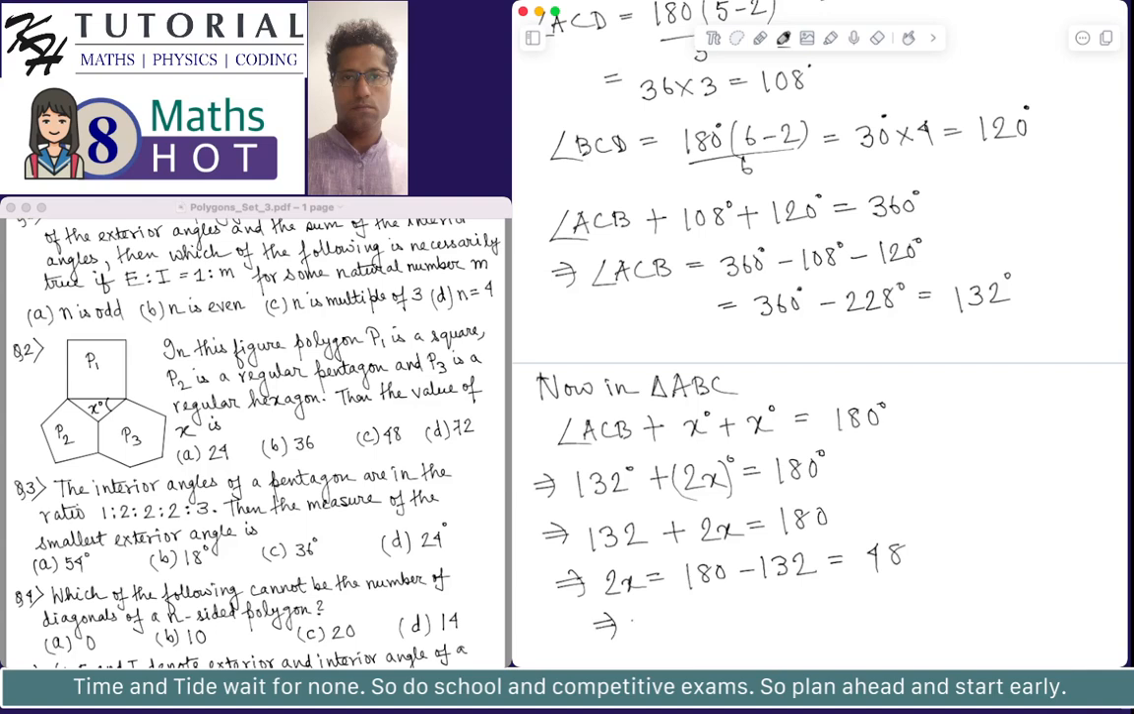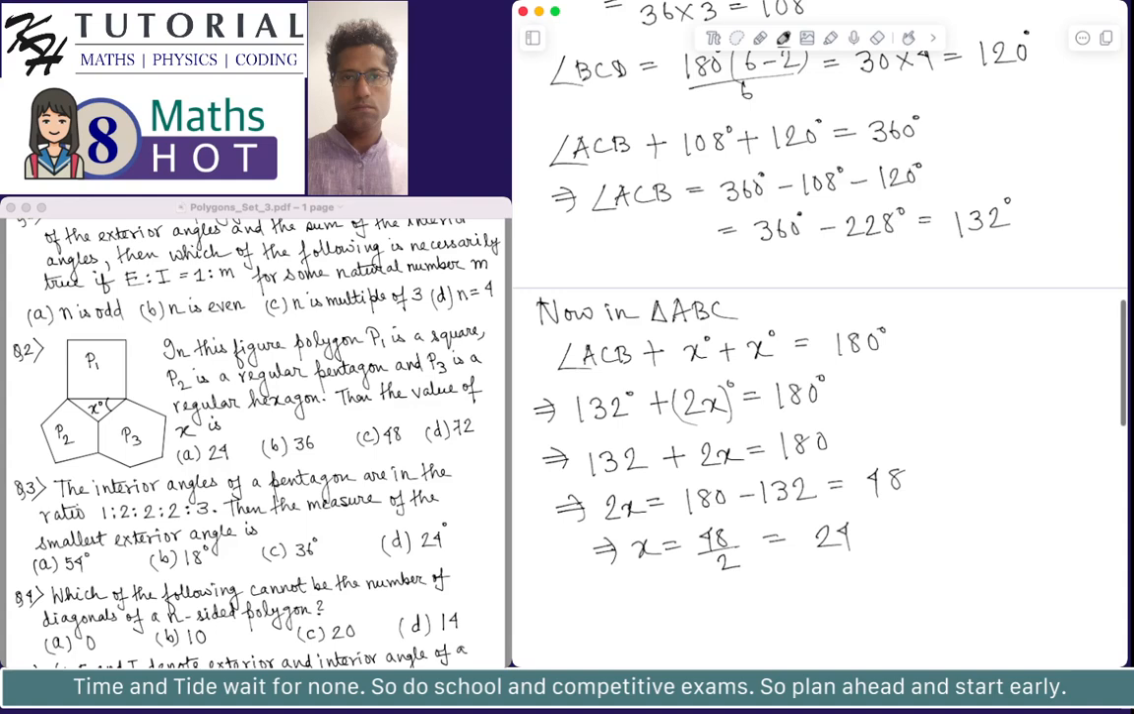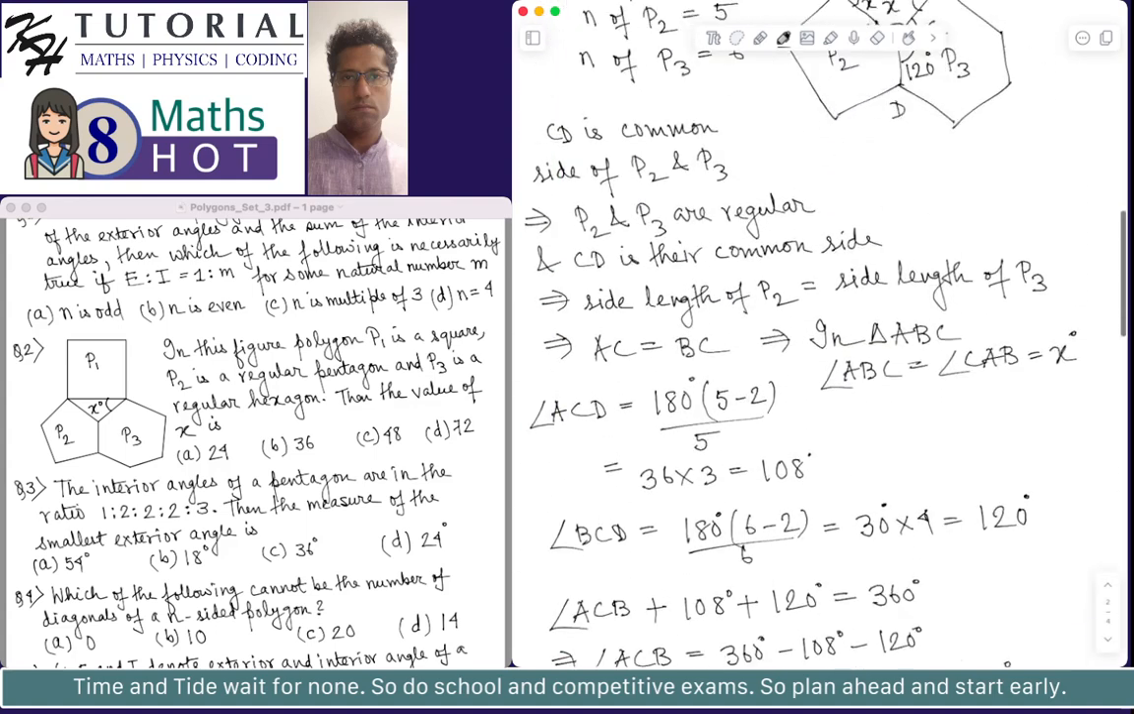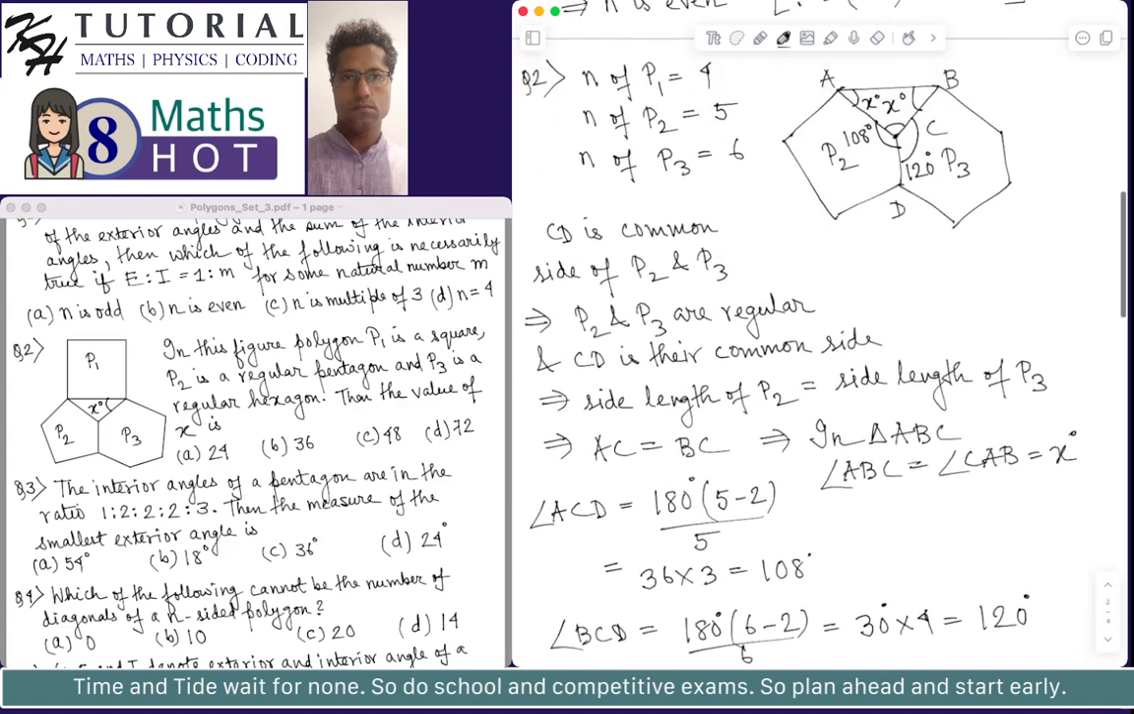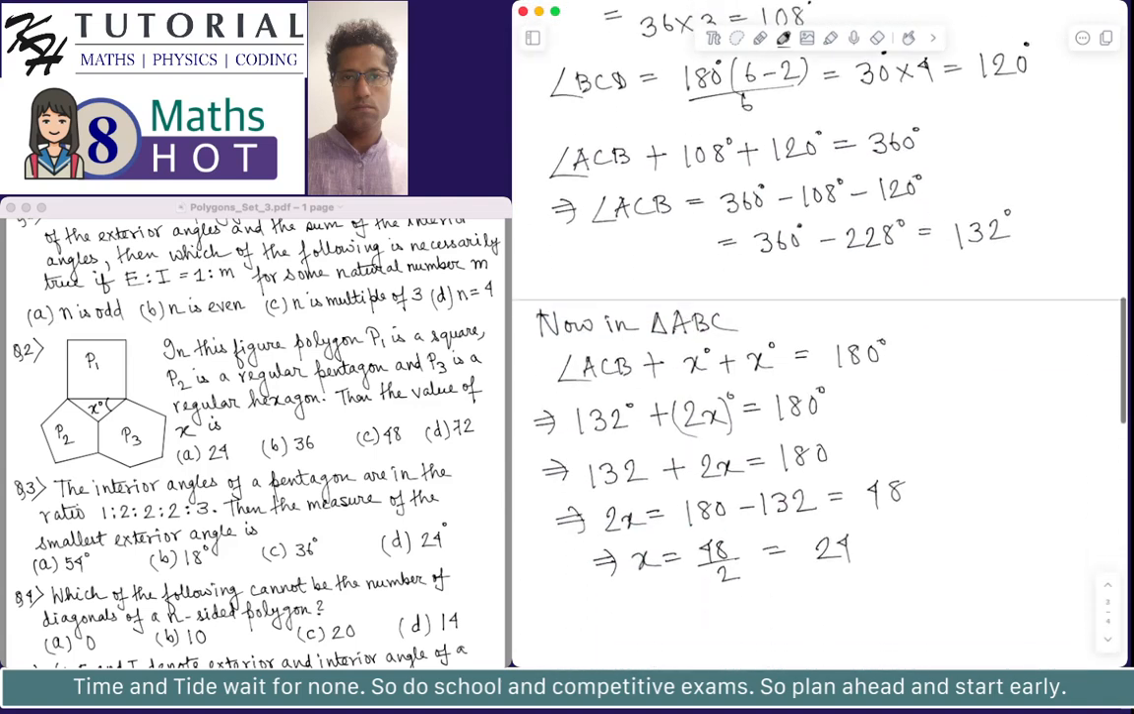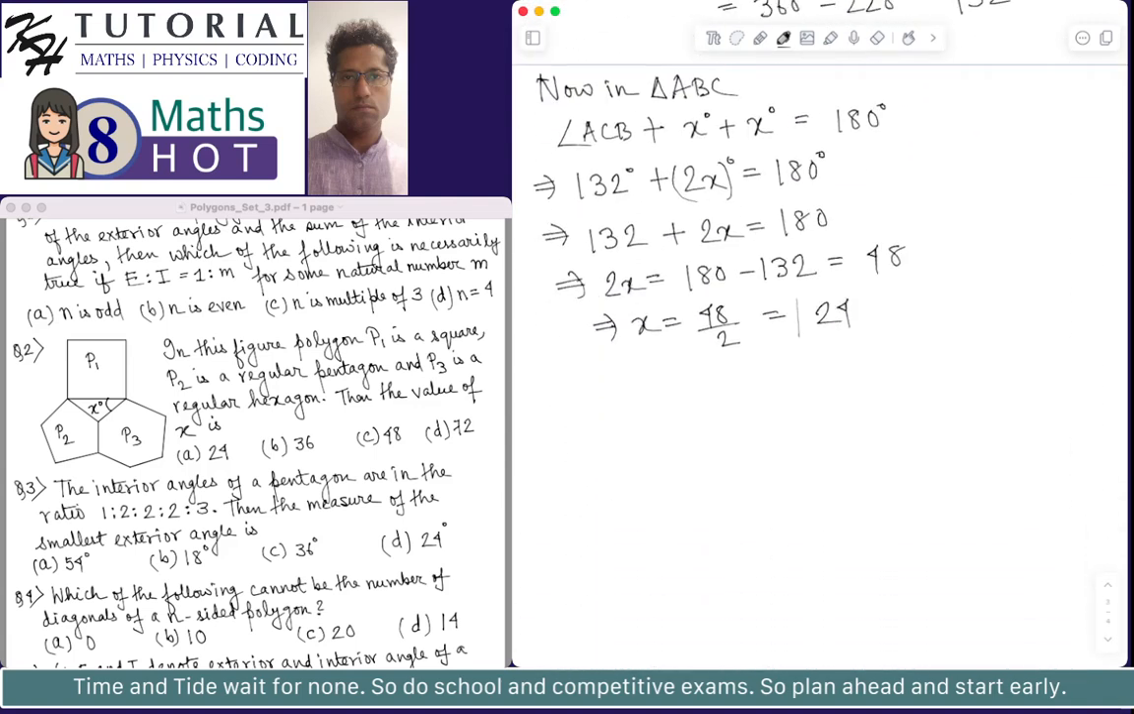This implies x is equal to 48 by 2, that is 24. So the value of x is 24. The correct choice is A. A is the correct choice.